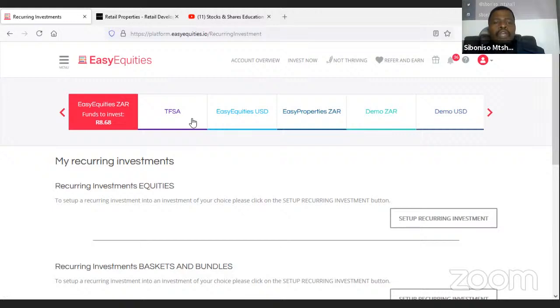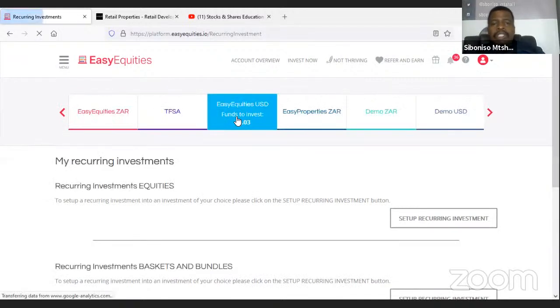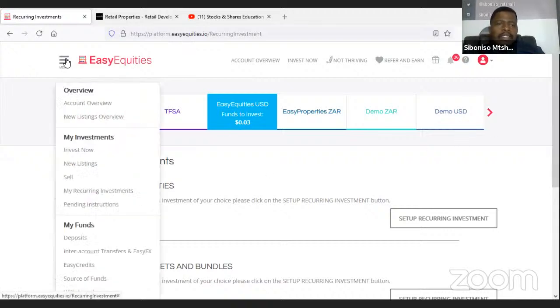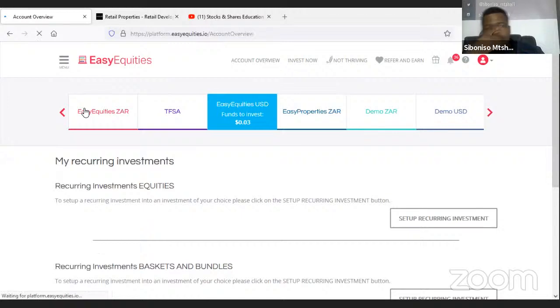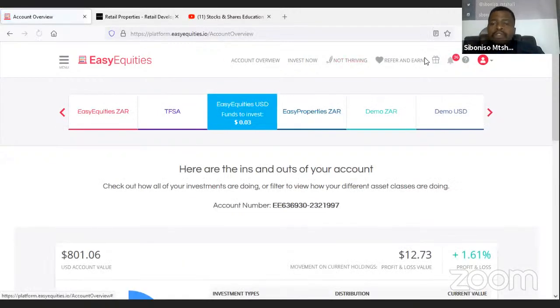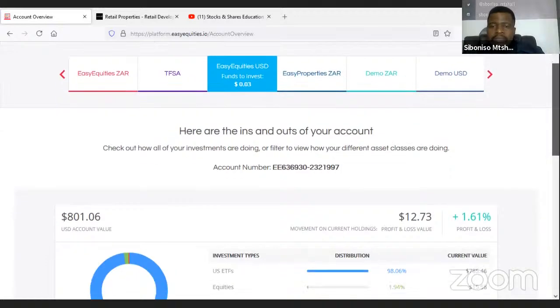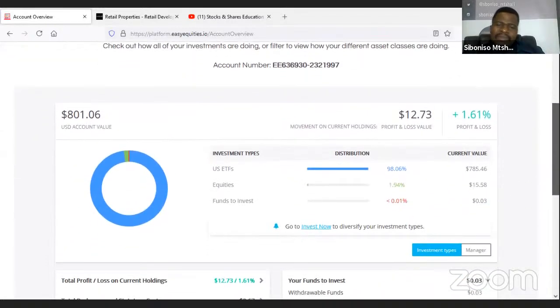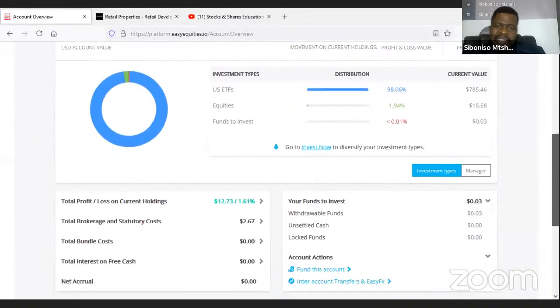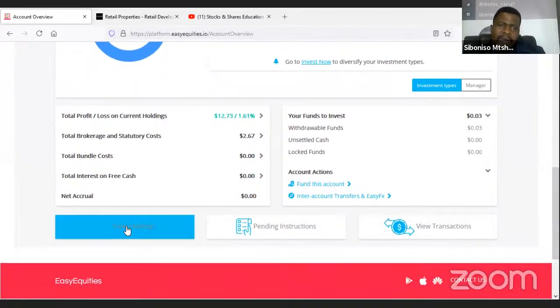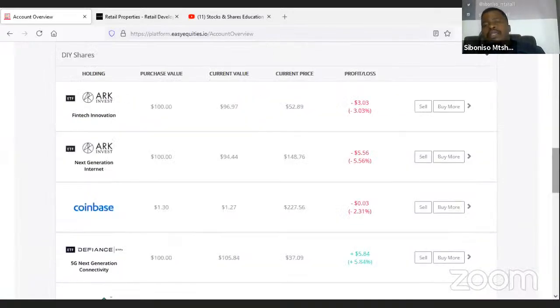If you move to the left, you can see is equity USD. And under is equity USD, let's quickly go to account overview. So this is my dollar account. It's up to more like $10,800. Not bad.